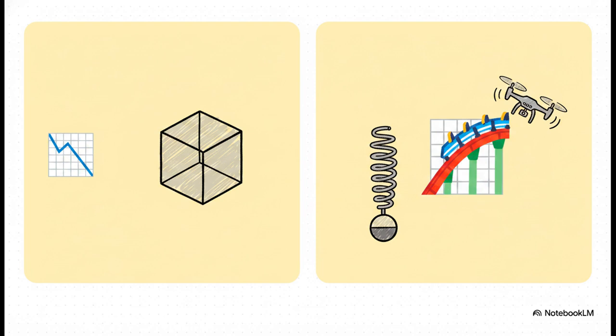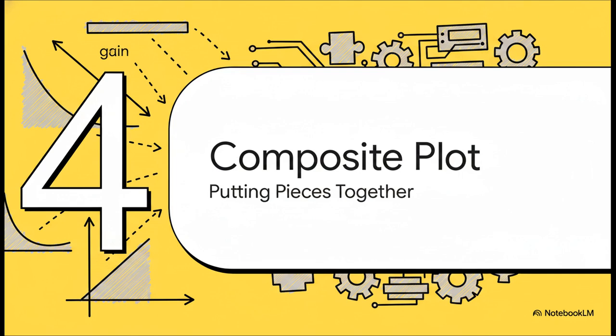These introduce a resonant frequency peak, which is a huge spike in the system's response, followed by a much steeper drop-off, bringing a -40 dB per decade slope to the party. Part 4. Constructing the composite plot, putting the pieces together.